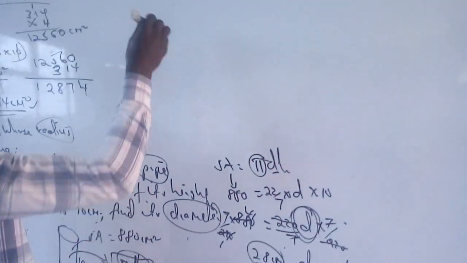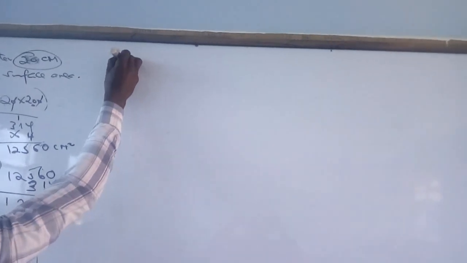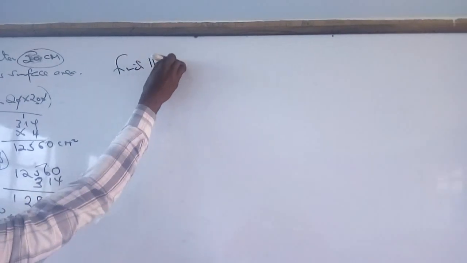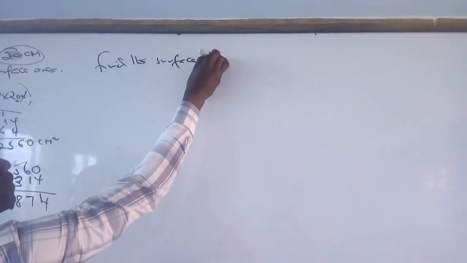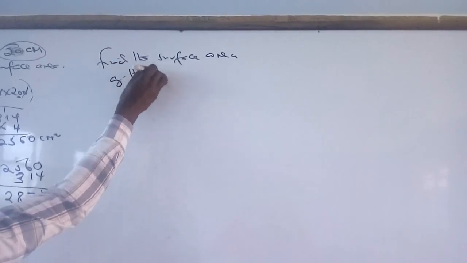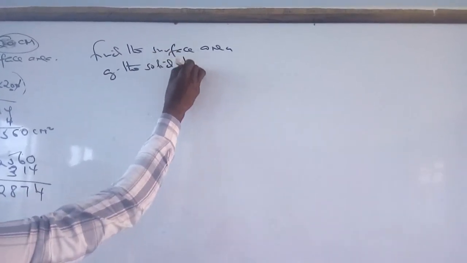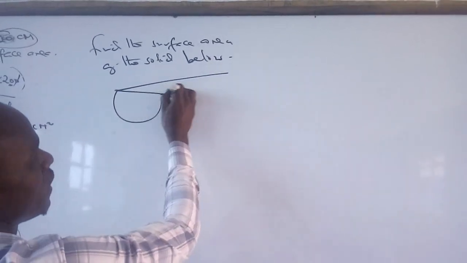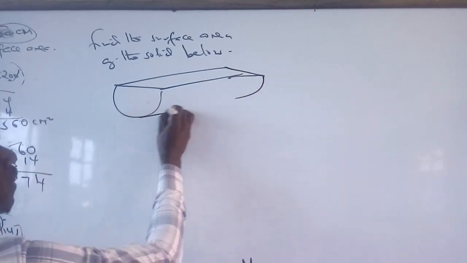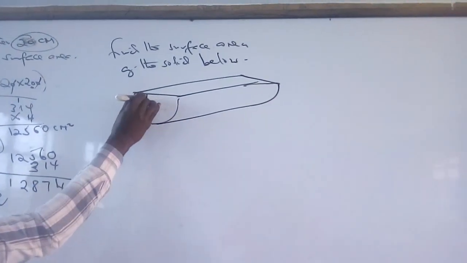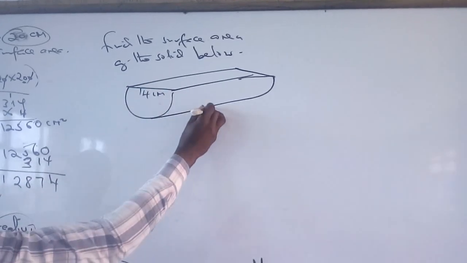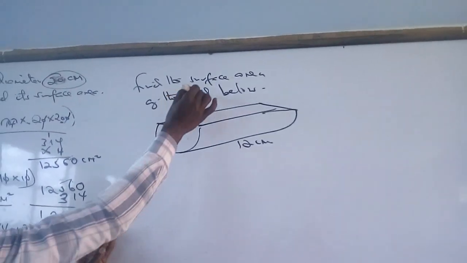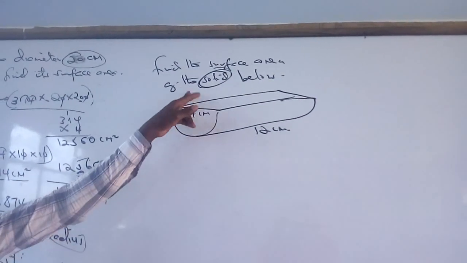Now our last bit, we are working out the surface area of an object or half a cylinder. You are told to find the surface area of the solid below. Now you find that the solid which the examiner requires you to find its surface area appears this way. We have this one as, for example, 14 centimeters, and here we have, for example, 12 centimeters. This one is half a cylinder, but the examiner has referred to it as a solid. What does it mean?